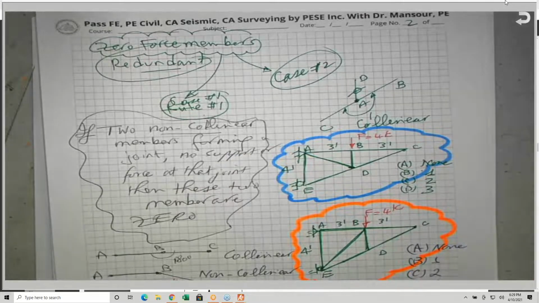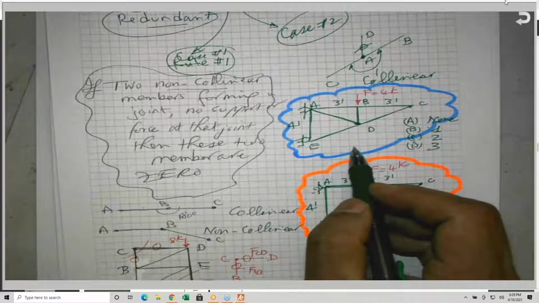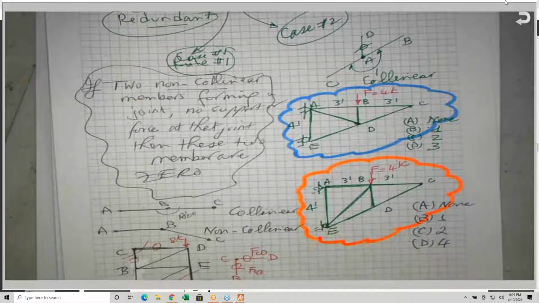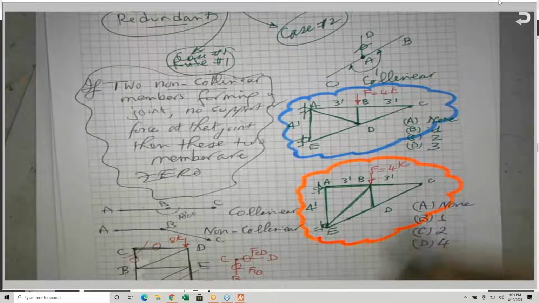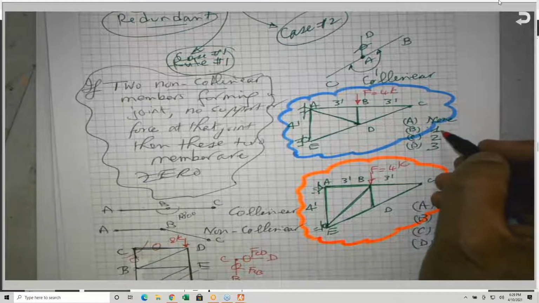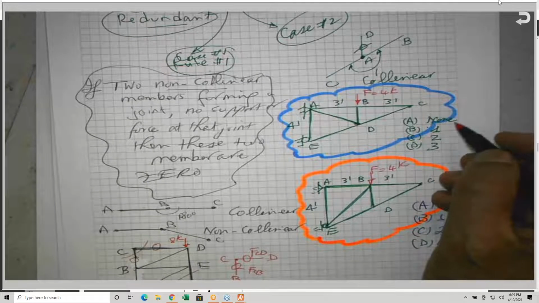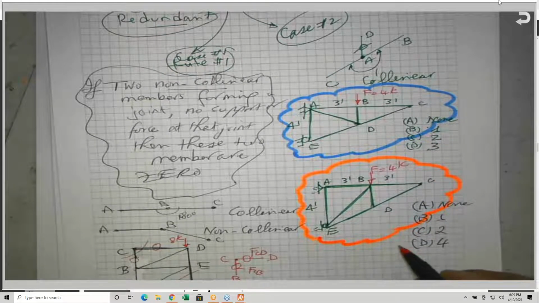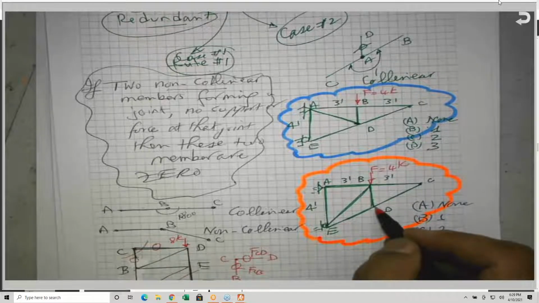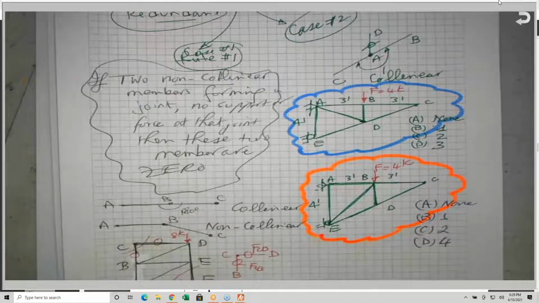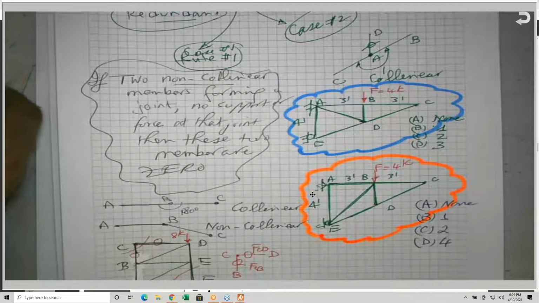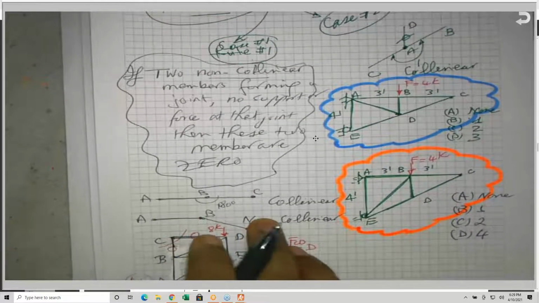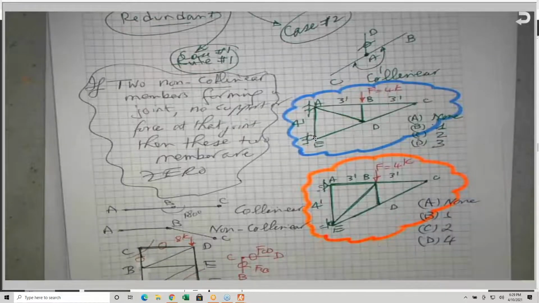So for this truss here, the blue truss, let's call it blue, how many zero force members, obviously? None, or 1, or 2, or 3. Let us vote. We are a democratic country. As I said, we are going to vote on these trusses to see if you agree or disagree.